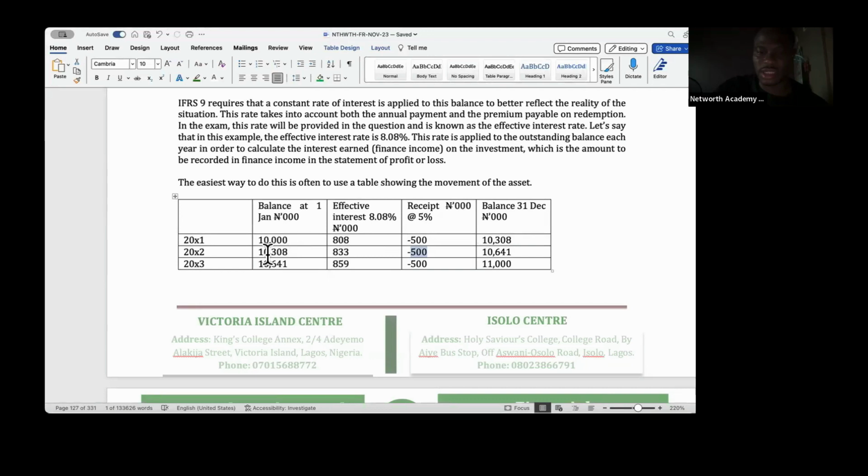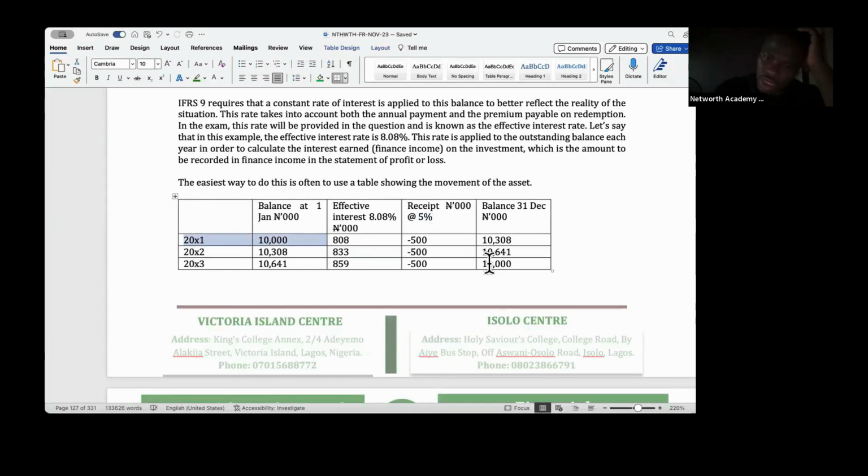Then the balance, which is 10,308, if you had 833, you subtract 500, that gives you 10,641. And in year three, you bring this forward, 10,641. You apply 8.08% on this opening balance. It gives you 859. Then this 500 is constant. It's always 5% on the principal or the amount invested. It's always on the principal amount majorly.